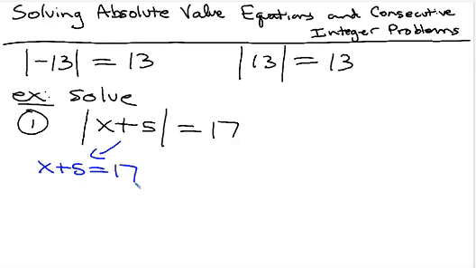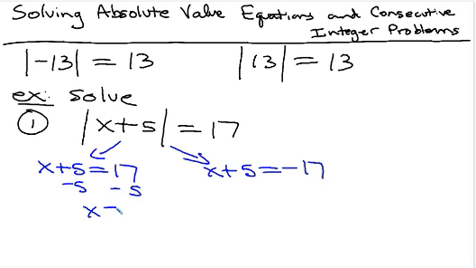But I also have to set up a second equation. I have to set it up as x plus 5 equals negative 17, because you just told me that there are two numbers that when I take their absolute value, I get 17. One of them is 17, the other one's negative 17. So we just solve both these equations and we get two answers. All right? This one's pretty easy. Subtract 5, x equals 12 is one of the answers.